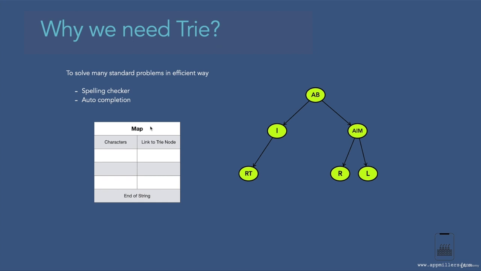So with this we have come to the end of this lecture. Hopefully everything is clear about what a trie data structure is and why we need it. Now in the next lecture, let's see common operations on the trie data structure.